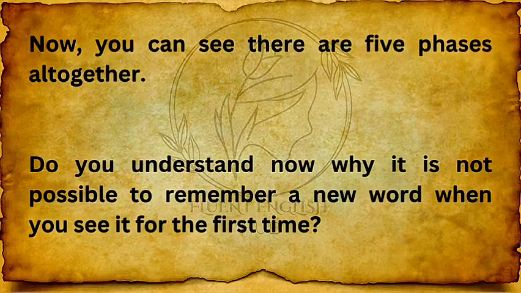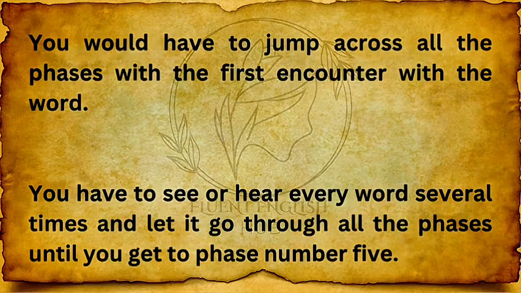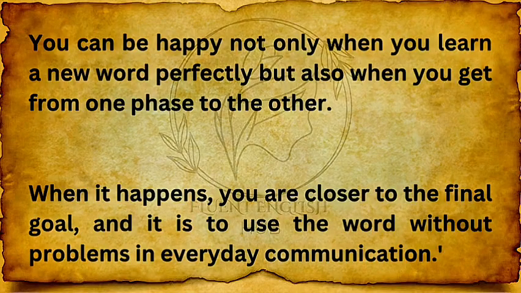Do you understand now why it is not possible to remember a new word when you see it for the first time? You would have to jump across all the phases with the first encounter with the word. You have to see or hear every word several times and let it go through all the phases until you get to phase number 5. You can be happy not only when you learn a new word perfectly, but also when you get from one phase to the other. When it happens, you are closer to the final goal, and it is to use the word without problems in everyday communication.